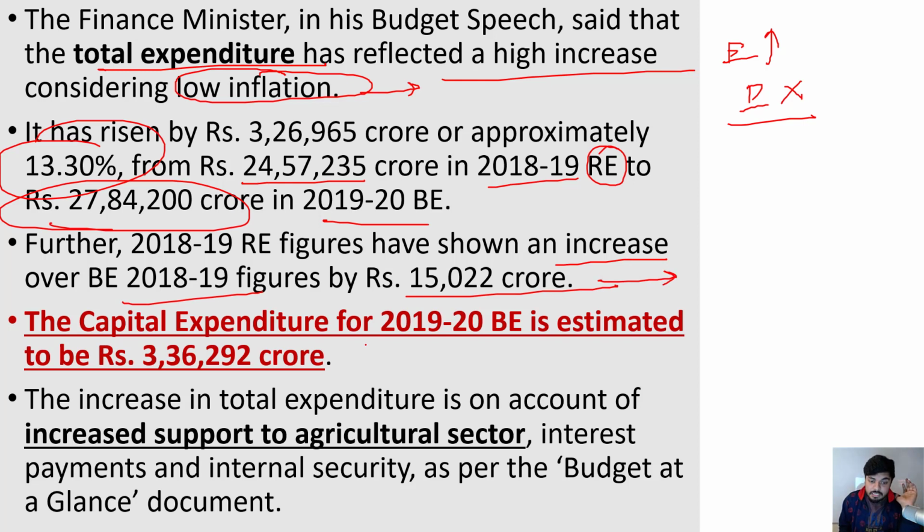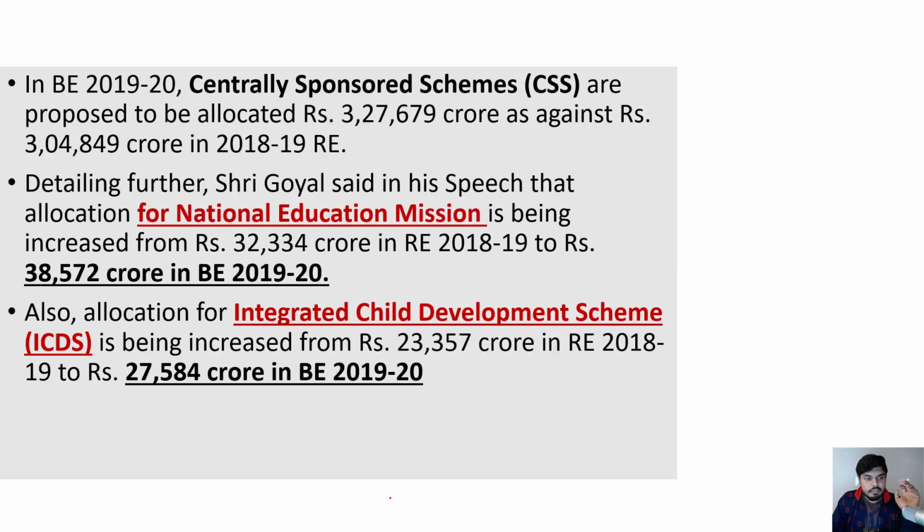So it's a rise. And capital expenditure, where we are investing in asset creation, like dam creation, highways, and machinery, and all these stakes that the government is buying in some industries and all. So these are capital expenditures. Okay, so this capital investment is going to be for the 1920 year at 3,36,292 crore rupees. Okay, and this is also a higher side expenditure. Okay, and increased support to the agriculture sector and interest payments are high this time, and internal security expenses have also risen. So that's why it is on a higher side.